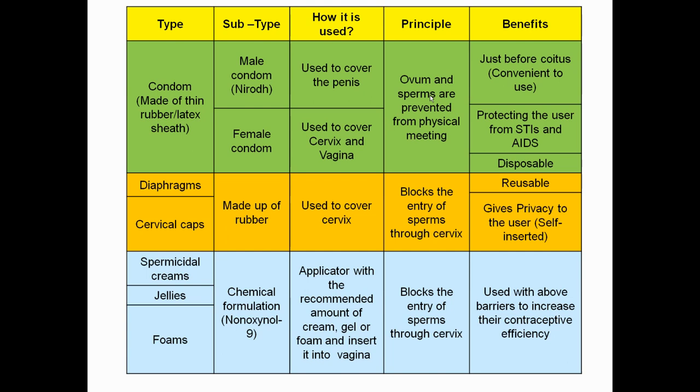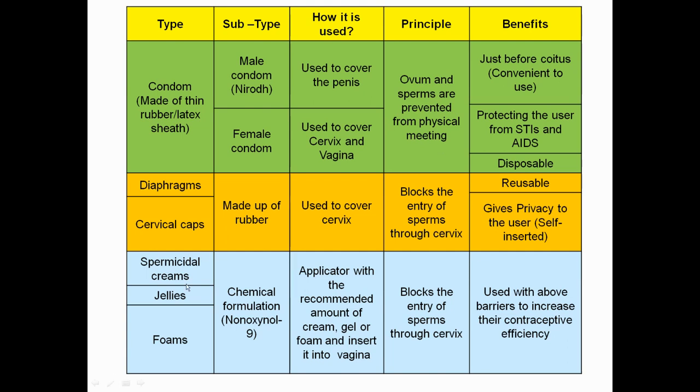They are disposable. Next are diaphragms and cervical caps, which are made of rubber and used to cover the cervix. They ultimately block the entry of sperms through the cervix. They are reusable. However, condoms are non-reusable; they are for one-time use only. And diaphragms and cervical caps provide privacy to the user.